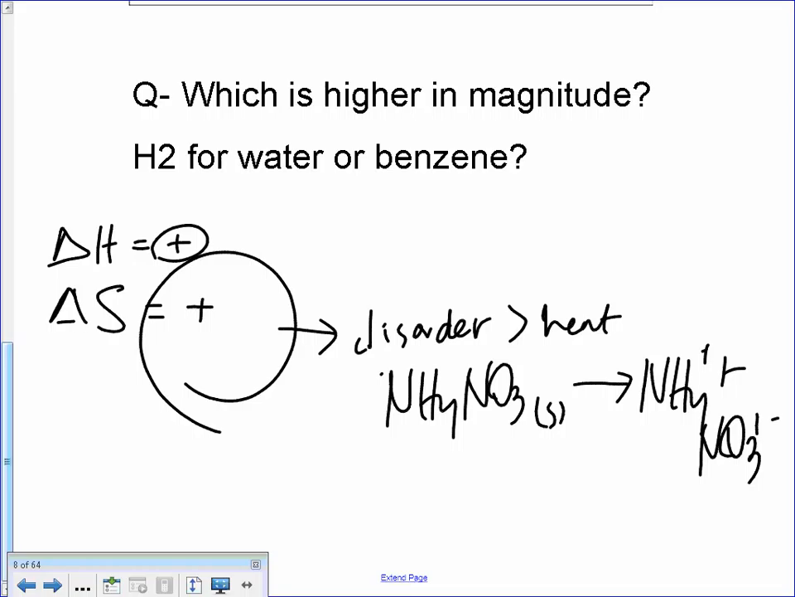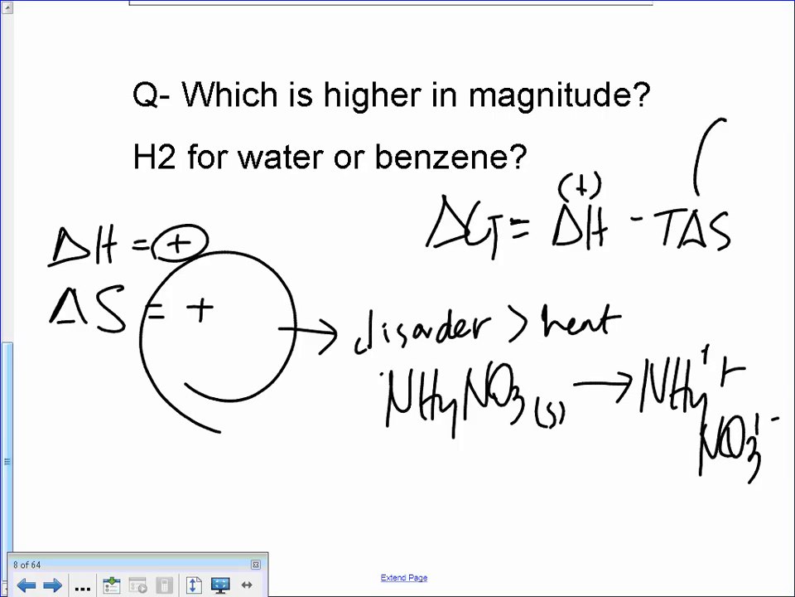And that debate is encompassed in what formula? The Gibbs free energy formula: delta G equals delta H minus T delta S. This value is a small positive. This is a very big positive, so when you subtract it, it's still a negative number. Math. Moving on. How are we doing?